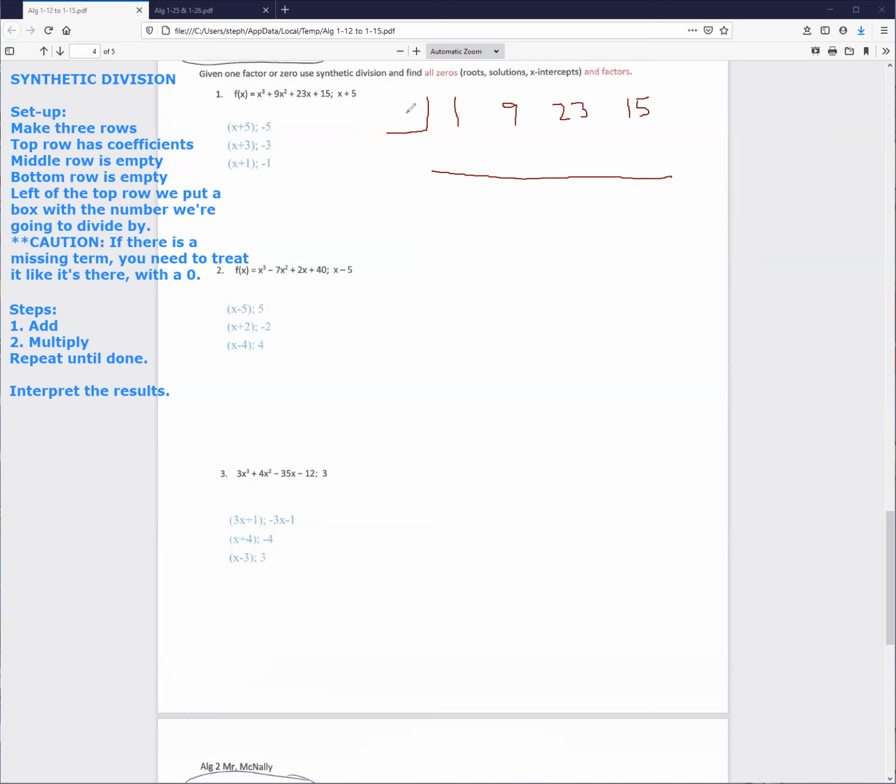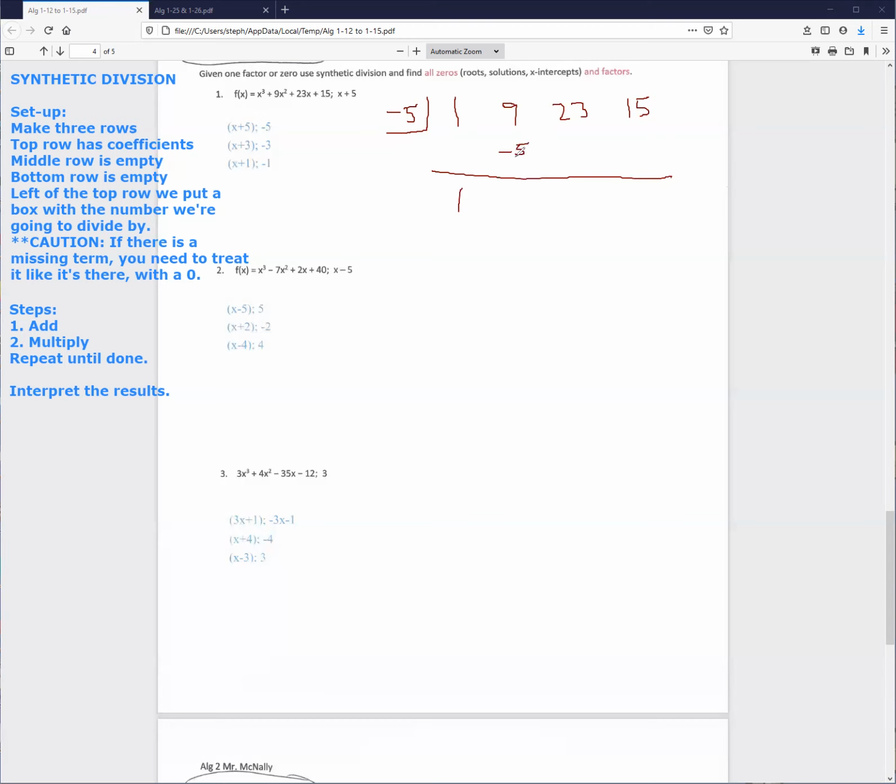And then we have to ask, what goes in the box? Well, we're dividing by x plus 5. So the question is, what makes that equal to 0? If you wanted to make x plus 5 equal to 0, what number would you use? Well, subtract 5 from both sides, x equals -5. So this is the number we're going to put here. Or you can think of it as the opposite of whatever this number is here. We have a plus 5, so we're going to write a -5. All right, so step 1, add. 1 plus a blank space is 1. Step 2, multiply. 1 times the number in the box, -5, is -5.